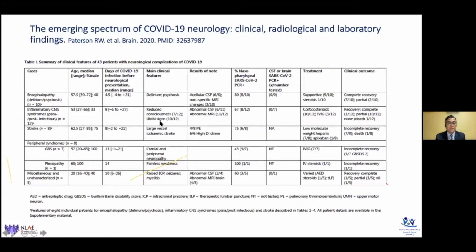And then the main clinical features were delirium and psychosis on the encephalopathy part, and similarly, they presented with multiple syndromes or symptoms at the presentation. The interesting part here is that they were all positive with the PCR on the nasopharyngeal swab, but they remained negative with the PCR on the CSF itself. Most of them had a complete recovery, or one of them had a complete recovery.